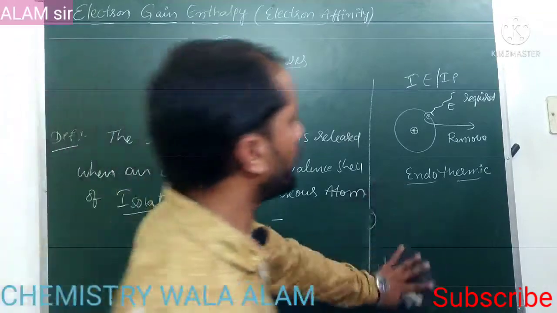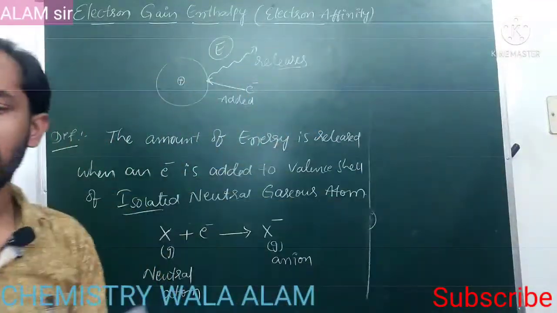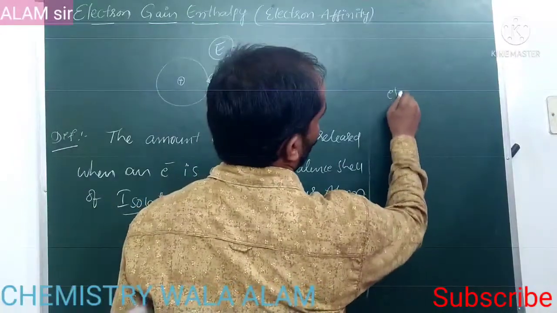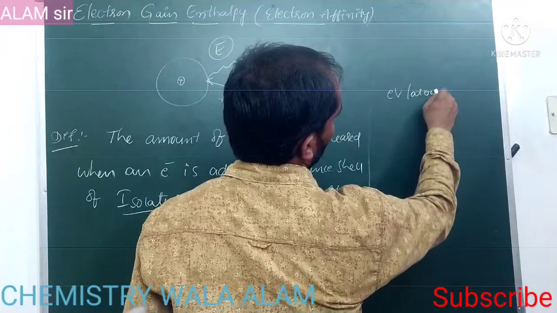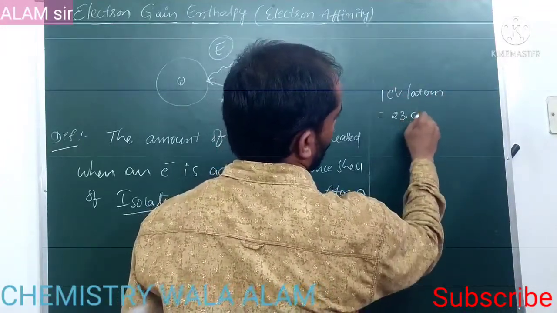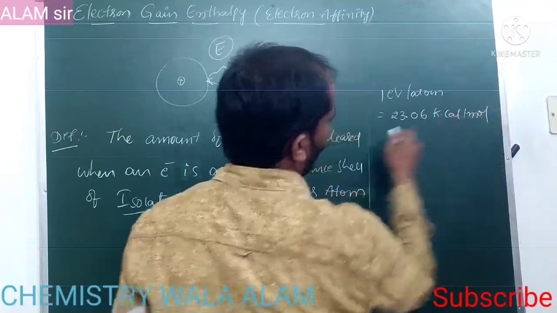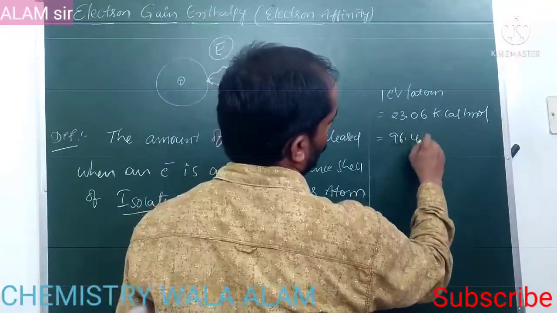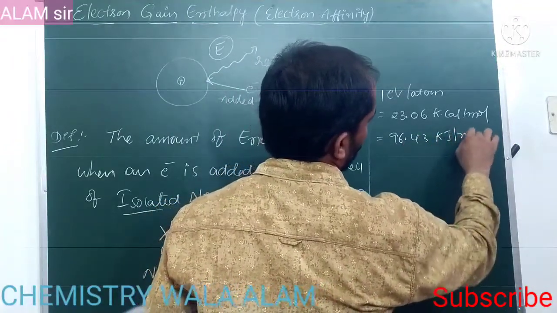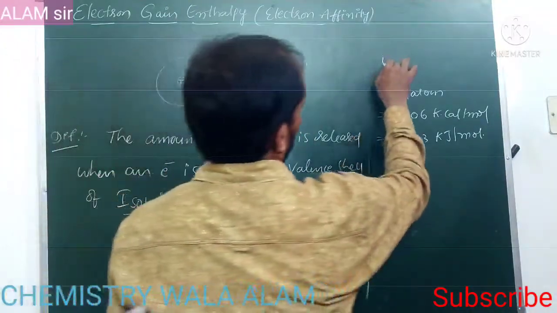Then what are the units? They are the same units as ionization energy. Electron volt per atom, which equals 1 electron volt, or 23.06 kilocalories per mole, or 96.43 kilojoules per mole. These are the units of electron affinity.